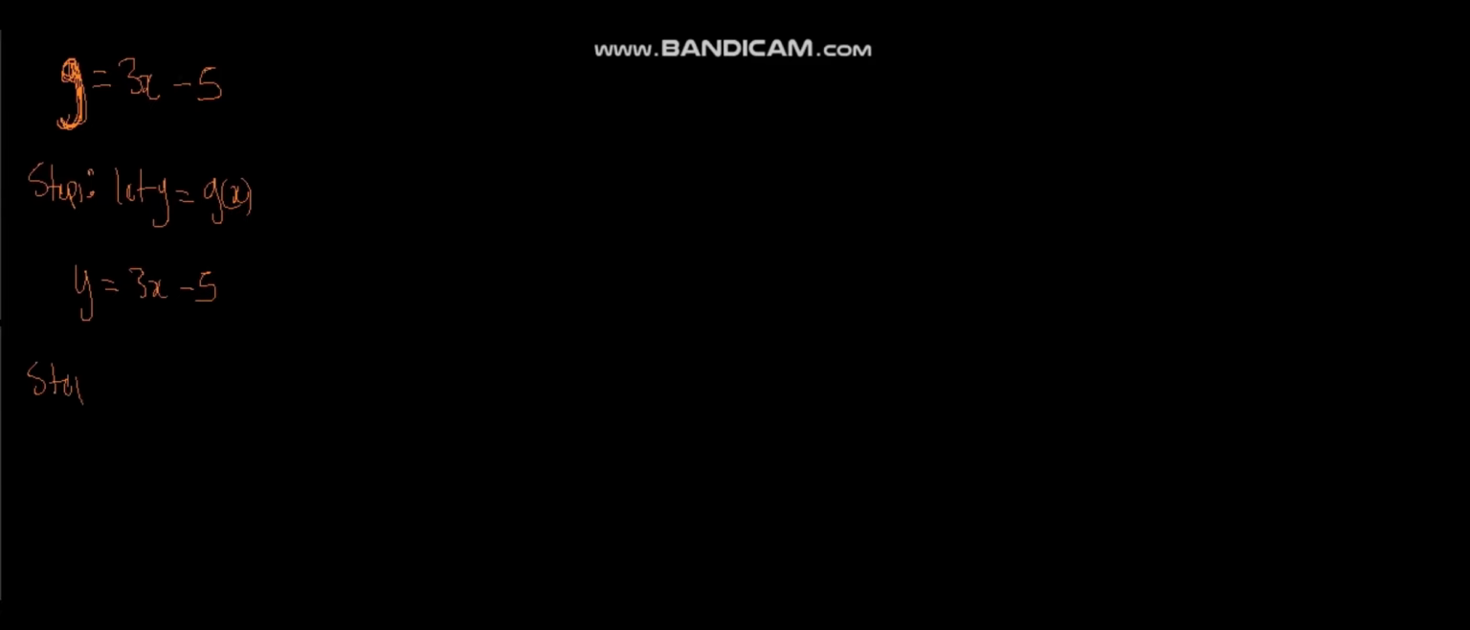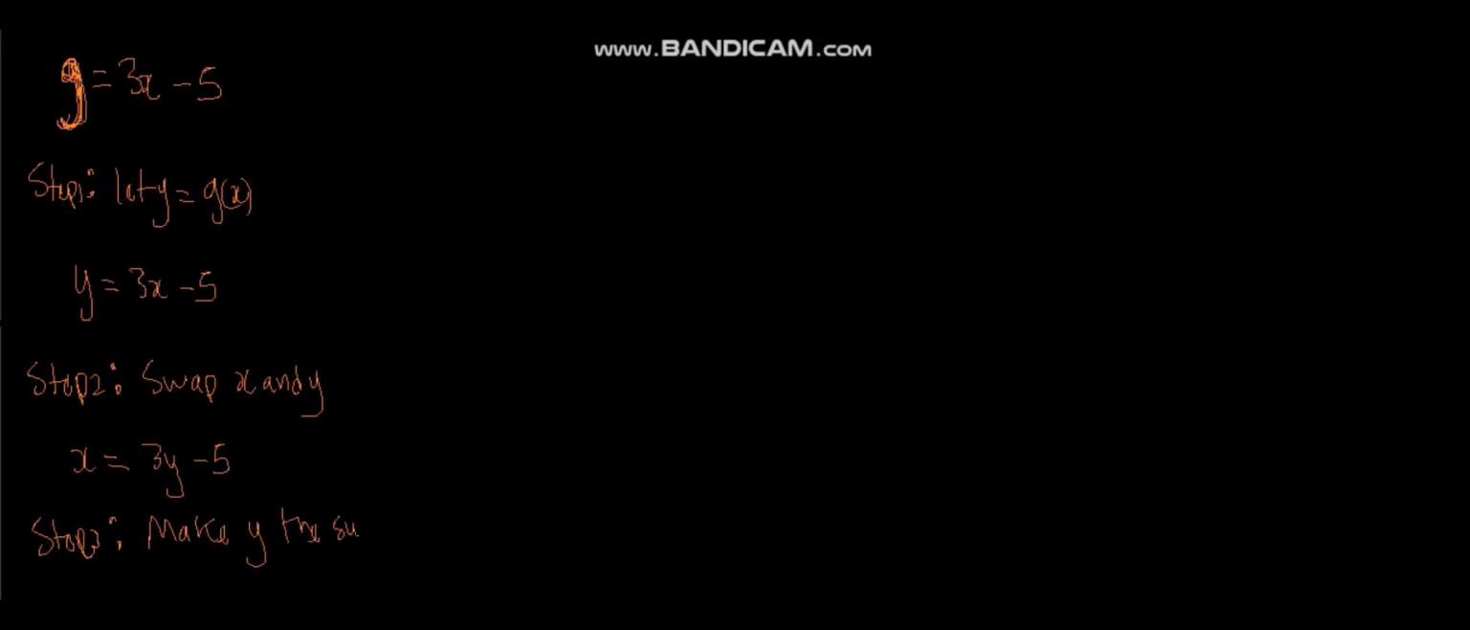Step 2, we swap x and y. So where we see y, we put x. Where we see x, we put y. So we have x is equals to 3y minus 5. Now the third step, step 3, is to make y the subject.